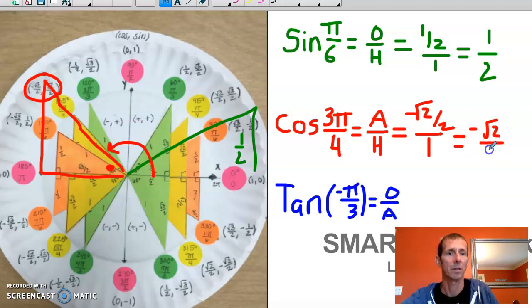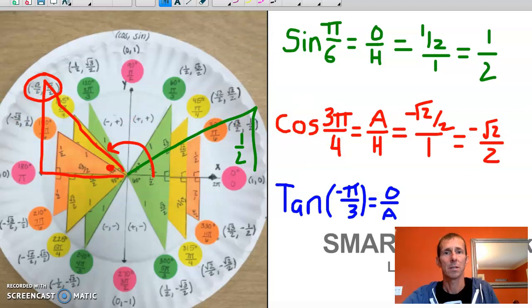So that's where the positives and negatives are going to come into play, depending on which quadrant you land in, and whether or not you're dealing with sine or cosine or tangent will indicate that. But there's, again, the coordinates, and those are your x value, which is the adjacent side in this case, and the y value is the opposite side.